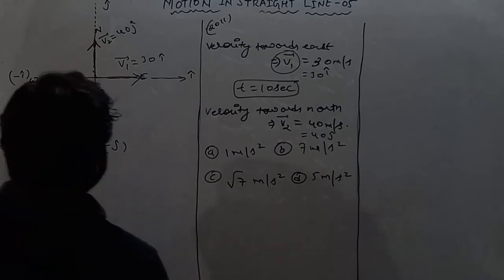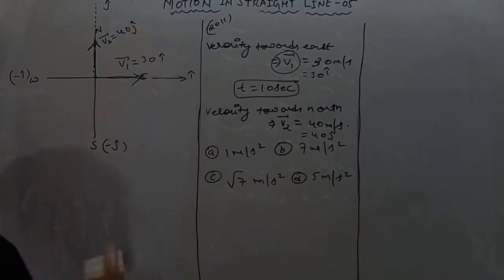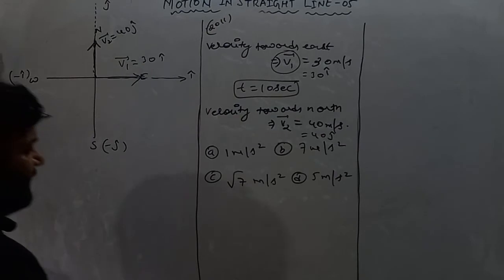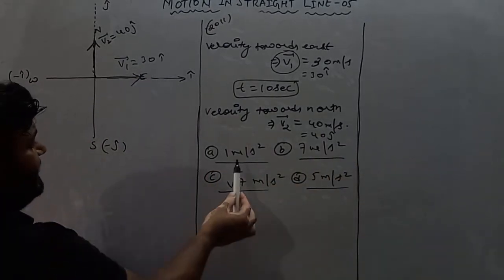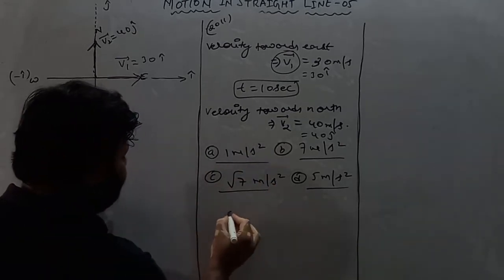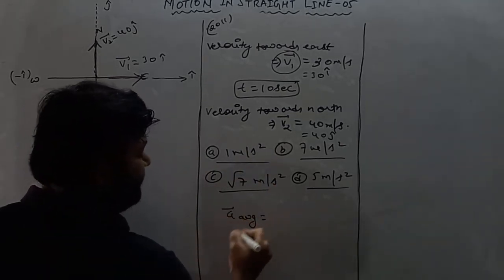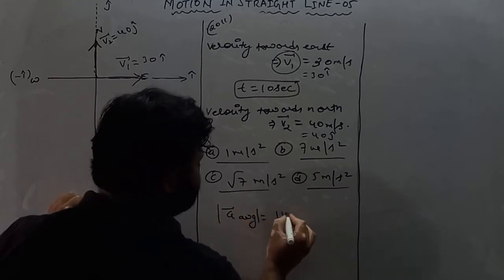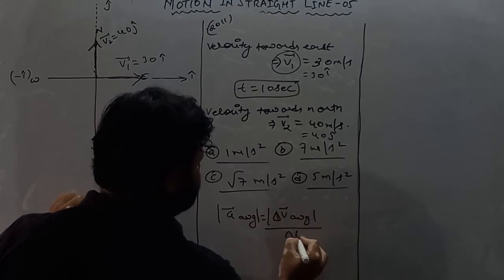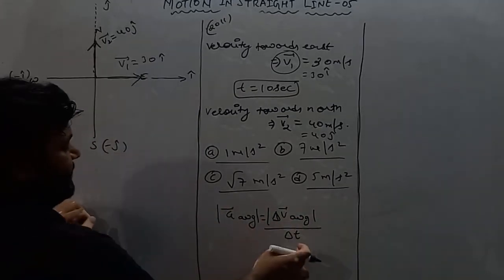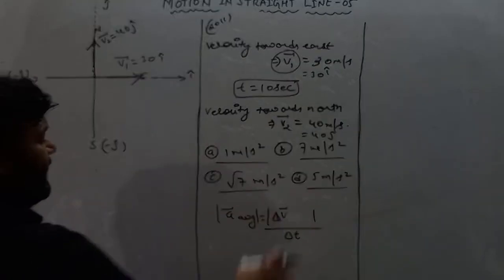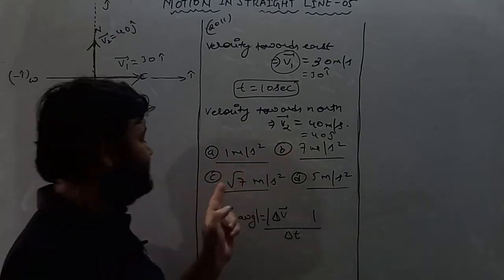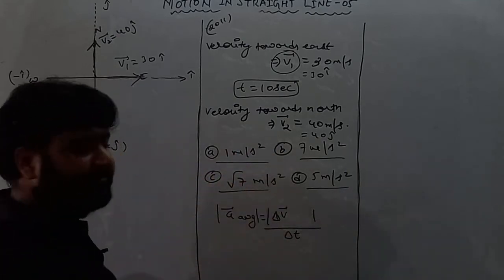So my dear student, now see, 30 i cap is your initial velocity and 40 j cap is your final velocity. The options are in magnitude form. We have to find average acceleration, and we know that the magnitude of average acceleration is change in velocity upon change in time. I'll put magnitude because the options are in terms of magnitude, not along with direction.